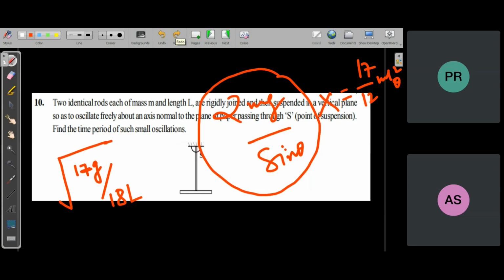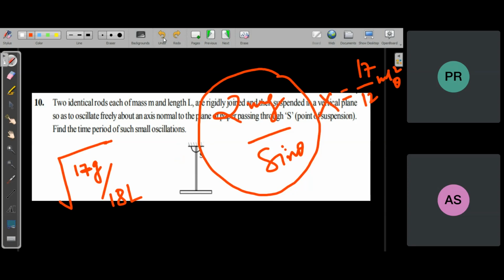Read the full equation again. Sir, it's minus 2 mg by sin theta, equals 17 by 12 m l square theta, sir. What is this, torque? Yes, sir, this is the torque. So where is L? Where is distance in the torque equation?